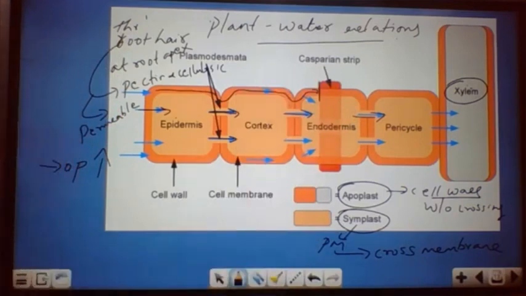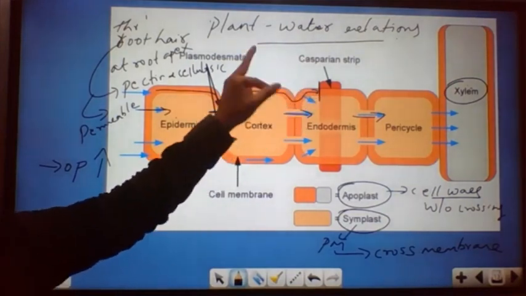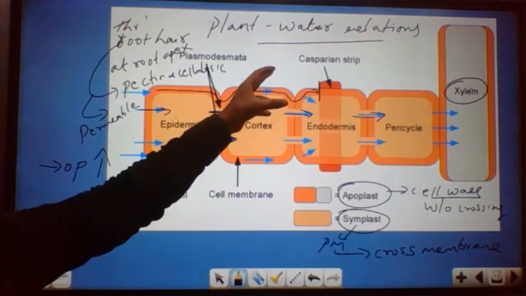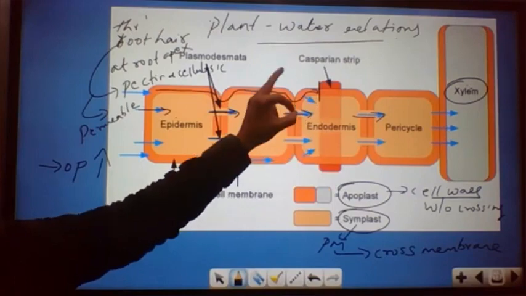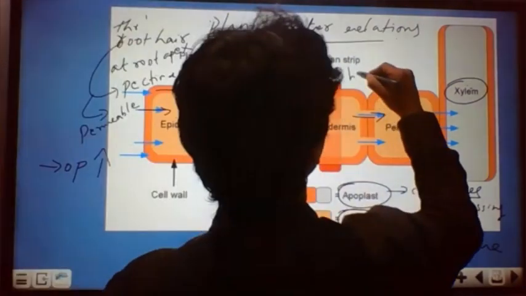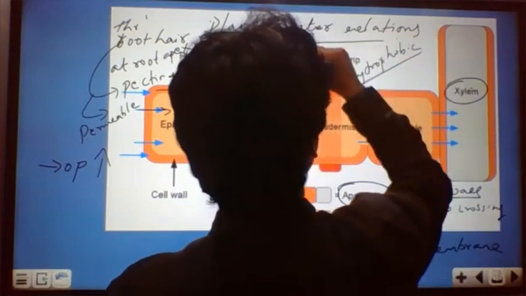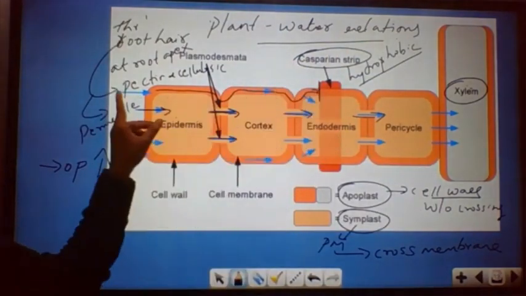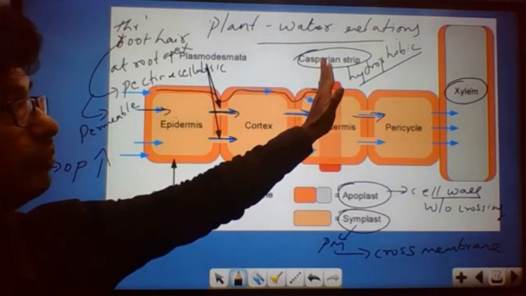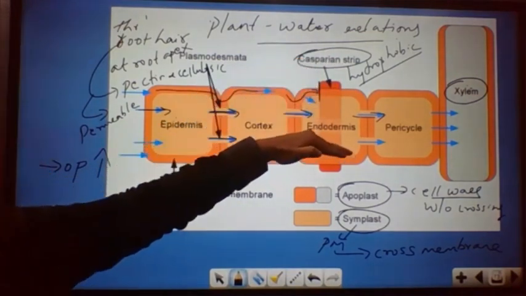Here we have something called the Casparian strip. The Casparian strip is present in the endodermal region. It is basically a radial cell wall present in the endodermis, and it has some hydrophobic compound. Can someone tell me what the hydrophobic compound present in this Casparian strip is? It is present exactly in the endodermis, and it will not allow these molecules to move. They will stop there, and then have to get inside the endodermis.